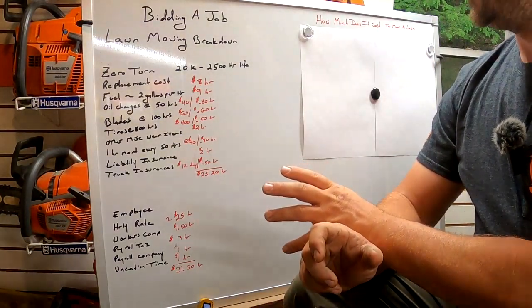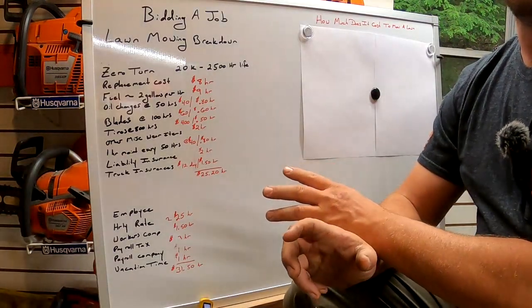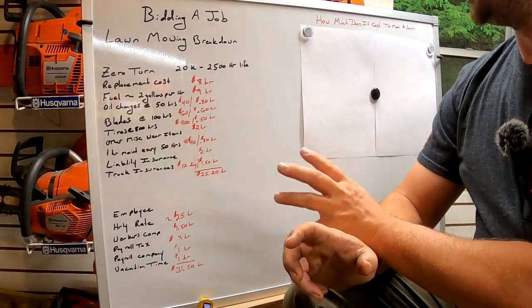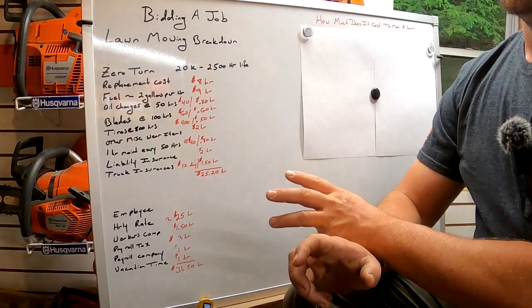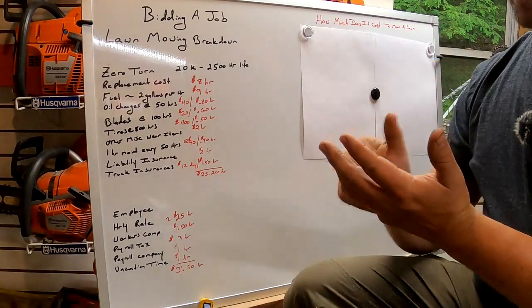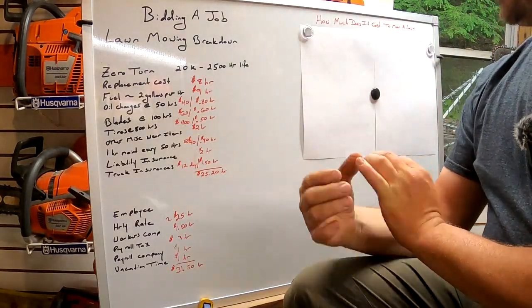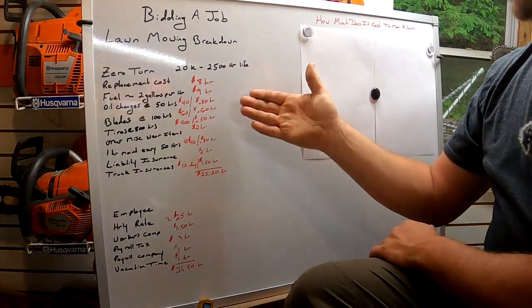Now, you'll see belts and other miscellaneous small things go before that 2,500 mark. But once you get to that 2,500 mark, you're looking at spindles, wheel motors, hydraulic pumps. You can see the clutch go, all kinds of different things like that. So that's what we've based this off of.